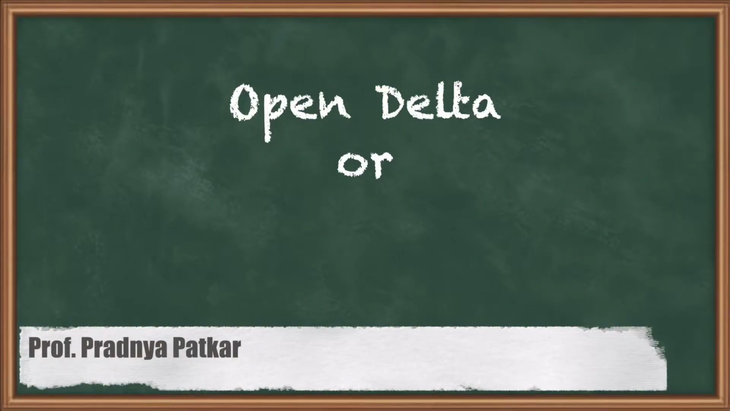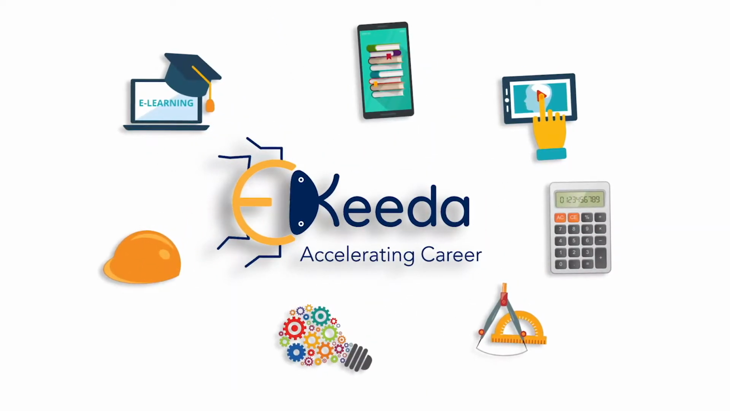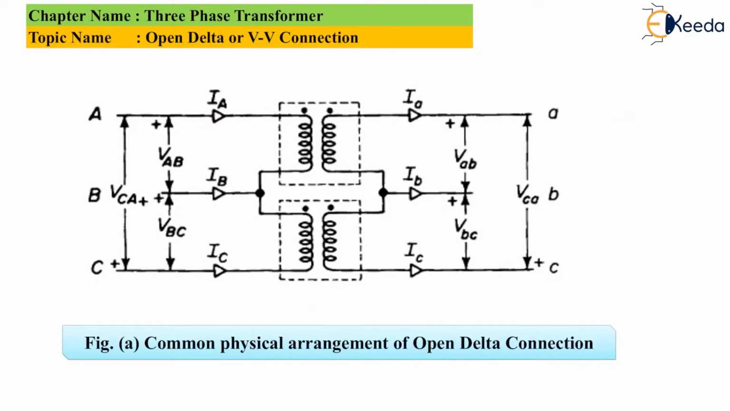Hello friends, in this video we are going to study about the open delta or VV connection. So basically, when we are connecting transformers in the delta system and suppose one of the transformers gets damaged or gets accidentally opened, then at this time the system will continue to supply the three-phase power. Now if this defective transformer is disconnected and removed, then the arrangement can be as shown in this figure, and this type of arrangement is called an open delta connection.